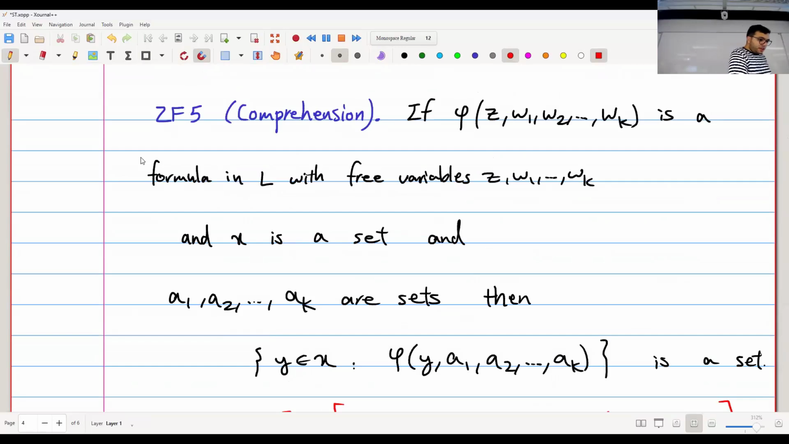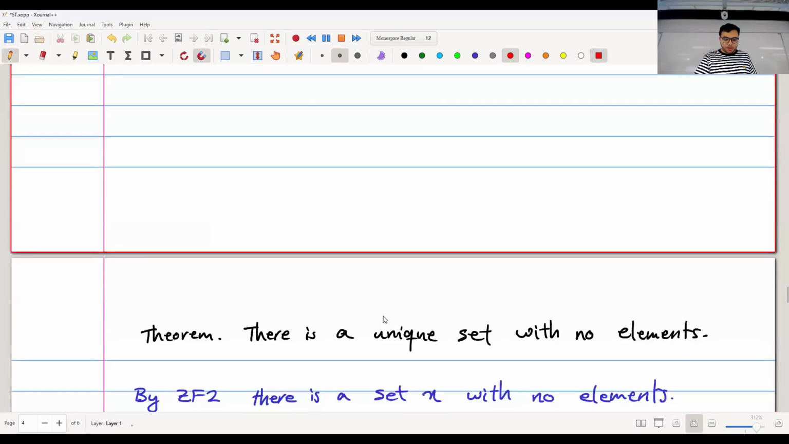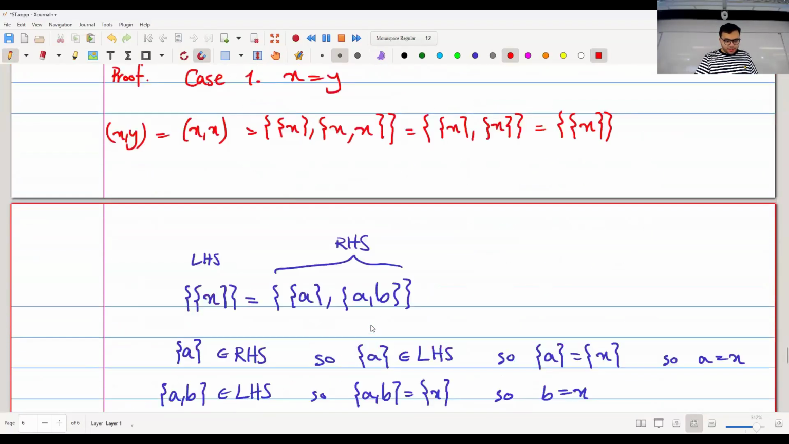So of course, all of these things are great. We are very happy. We proved that there is no set of all sets. But at this point, I can talk about something else. I can talk about what we call classes.